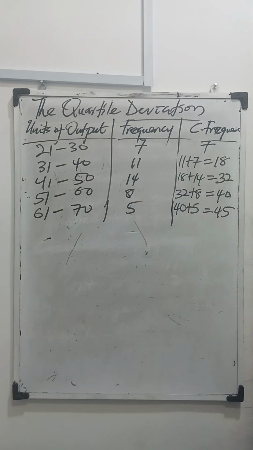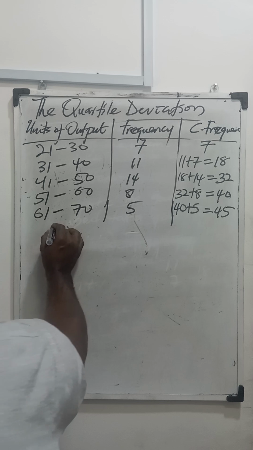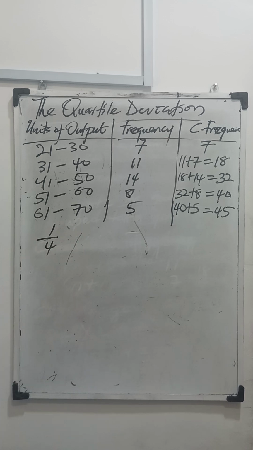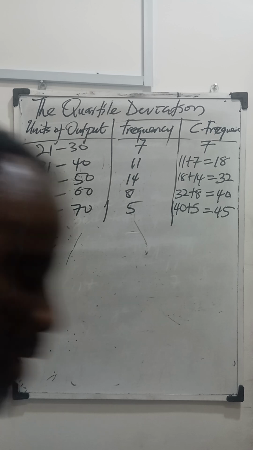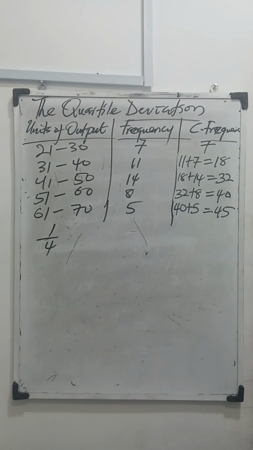So remember that we want to determine the lower quartile, the median quartile, and then the upper quartile. The first thing we need to do here is look at how to obtain the lower quartile. Remember I said that quartile actually means 1/4. So for this, we are going to take the first quarter.